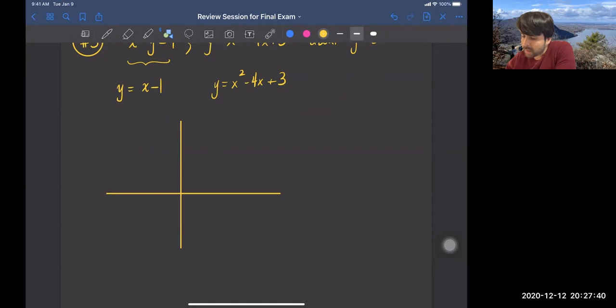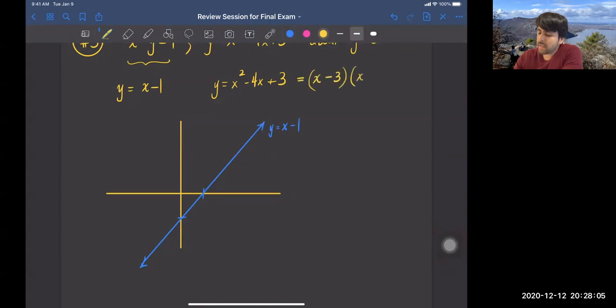X minus 1, something like this. So this is x minus 1. Let me make this a little better. Okay, so this is 1, this is 1. Now, what is x squared minus 4x plus 3? I can factor this, right? X minus 3, and this is x minus 1. So I know that I'm going to have at 1 and at 3. I'm going to have something that looks like this.